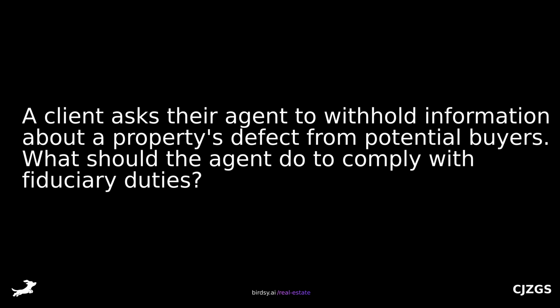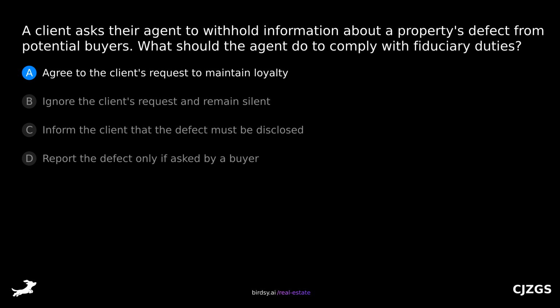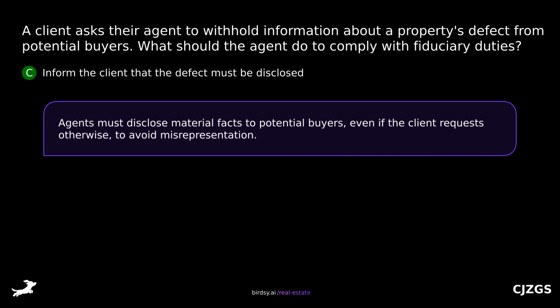A client asks their agent to withhold information about a property's defect from potential buyers. What should the agent do to comply with fiduciary duties? Is it A, agree to the client's request to maintain loyalty? B, ignore the client's request and remain silent? C, inform the client that the defect must be disclosed? Or D, report the defect only if asked by a buyer? The answer is C, inform the client that the defect must be disclosed. Agents must disclose material facts to potential buyers even if the client requests otherwise to avoid misrepresentation.